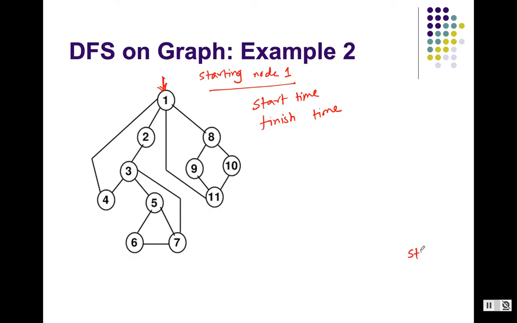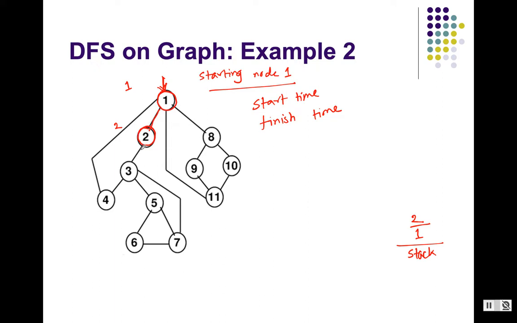Okay, so let's see how it will look. The starting node is 1, so we'll first push node 1, and for node 1 the visiting time will be 1. Node 1 has two child nodes, 2 and 8. Let's visit neighbor node 2. Then we'll push node 2, and for node 2 the start time will be 2.